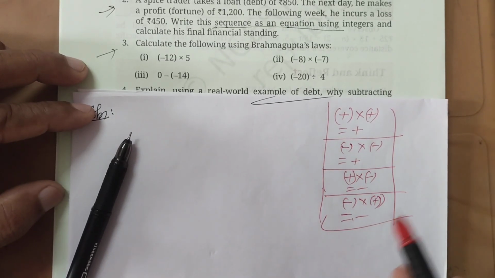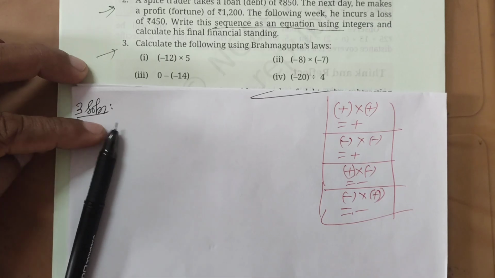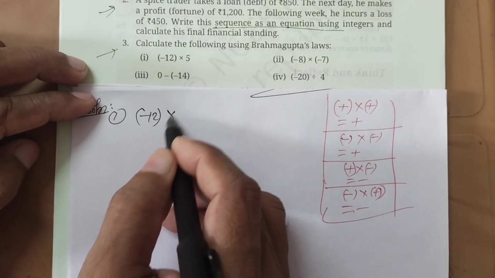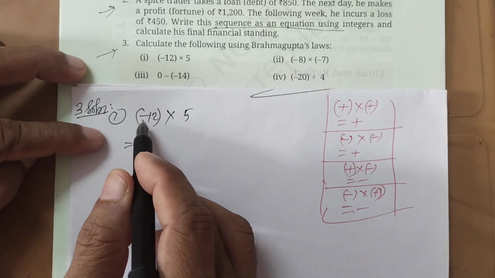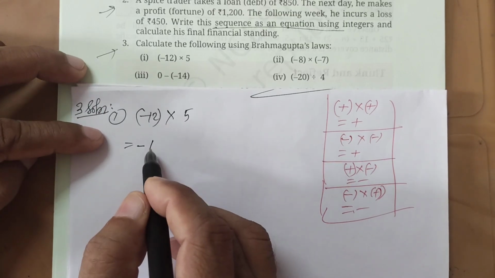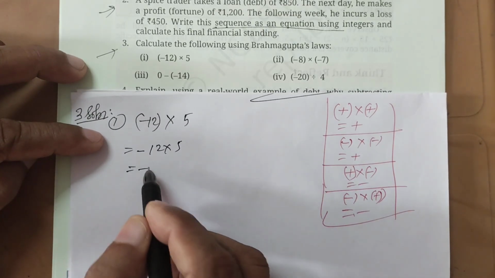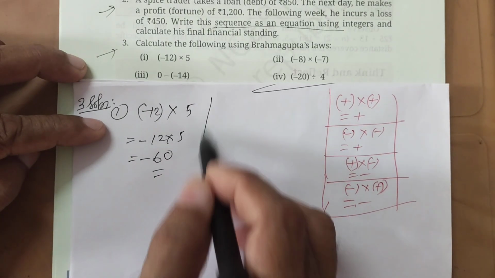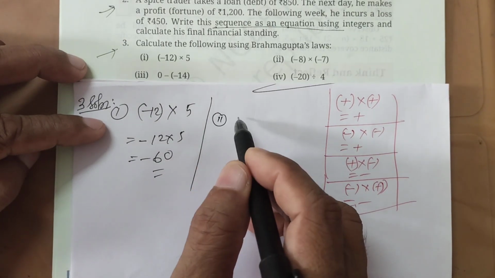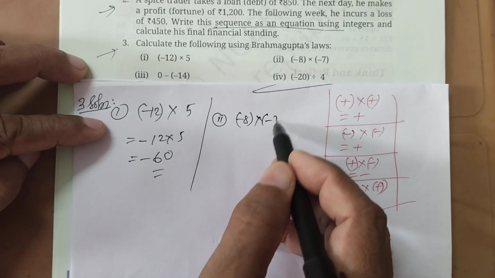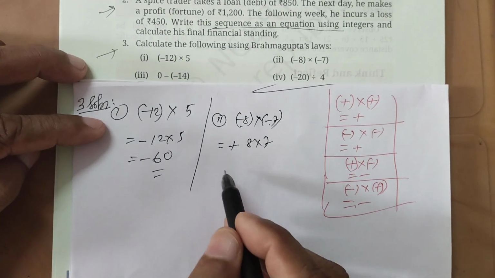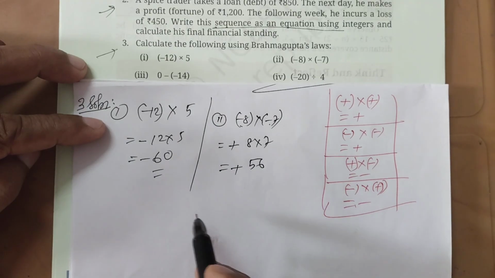And we have the same in addition also. We'll discuss. First question, minus 12 into plus 5. So negative into positive is negative. 12 into 5, 12 fives are 60. So this is the result. Second question, minus 8 into minus 7. So negative into negative is positive. 8 into 7, so the answer is 56.